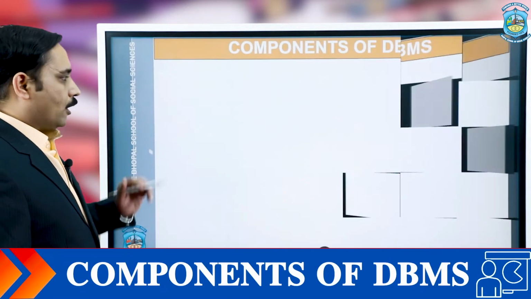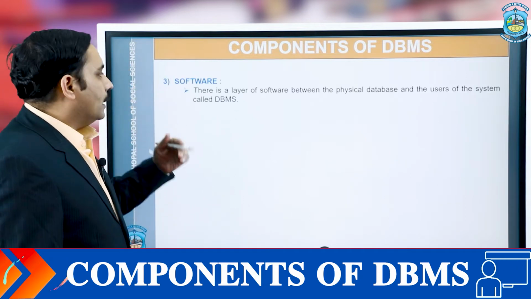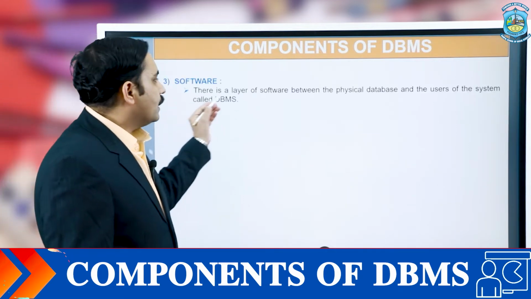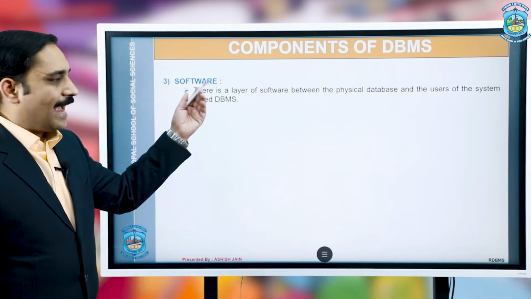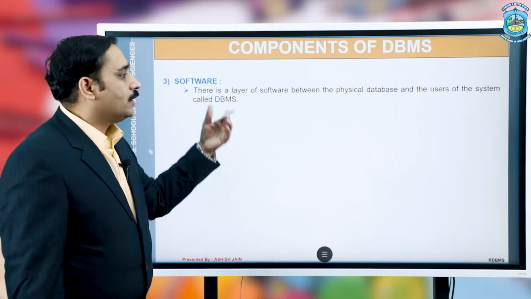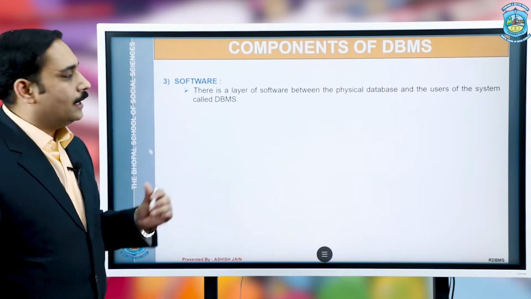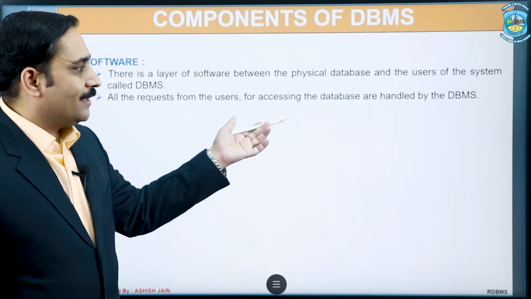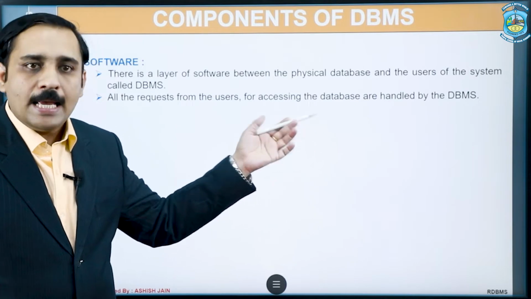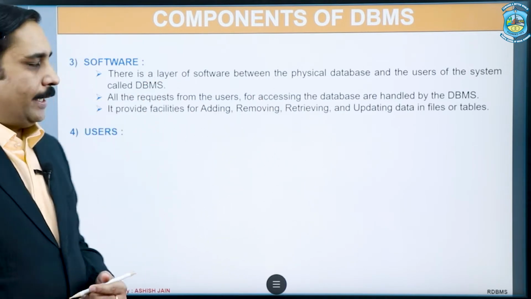Then the software component. Software is a major part of a DBMS. It includes a layer of software that is in between the physical database and the user of the system, which acts as an interface so that the user can interact with that system and can finally access the data required. All the requests from the users for accessing the database are handled by the DBMS, and based upon the requirements of the user, the data is fetched accordingly.